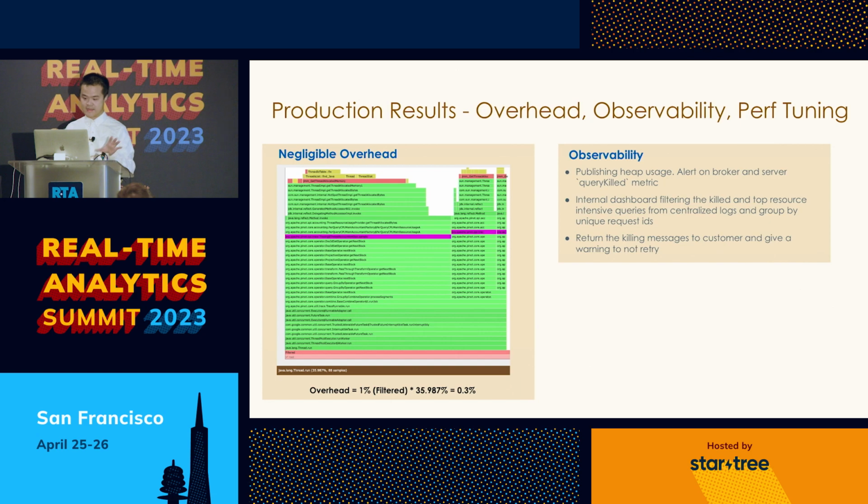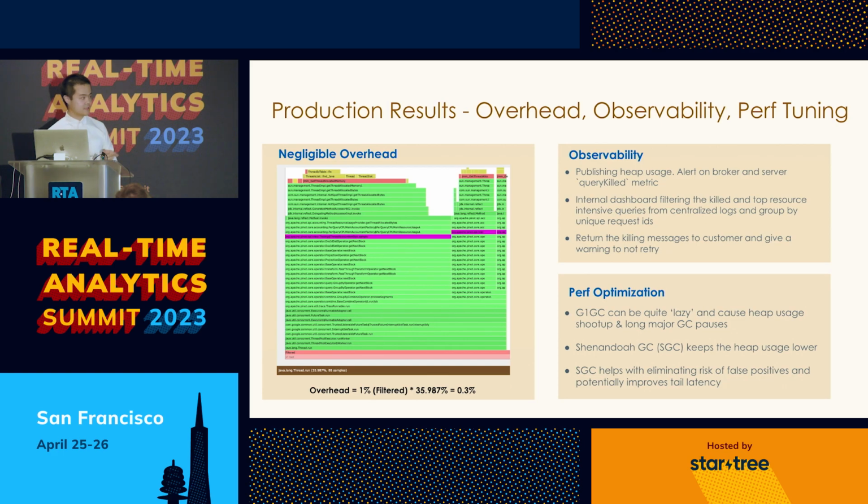We also built an observability framework around our query killing feature, through which we get alerted when a query gets killed. Then we can look at a centralized internal dashboard, which has all the killed queries, all the expensive queries with their usage, so that we can notify the users to update their query patterns in a timely manner. And lastly, as I have mentioned, we now can return the killing message to the user so that they can get informed.